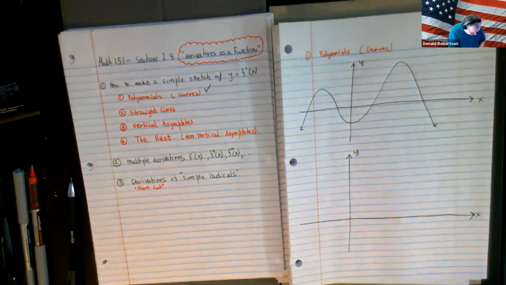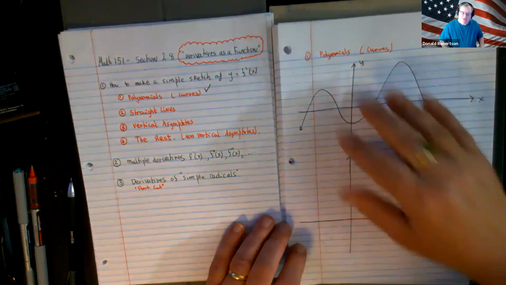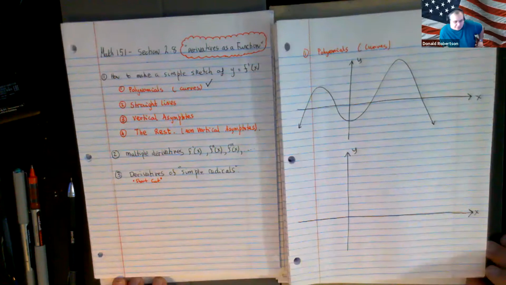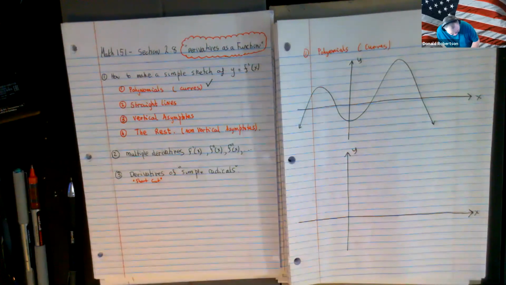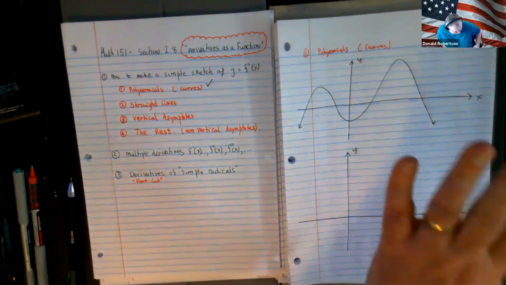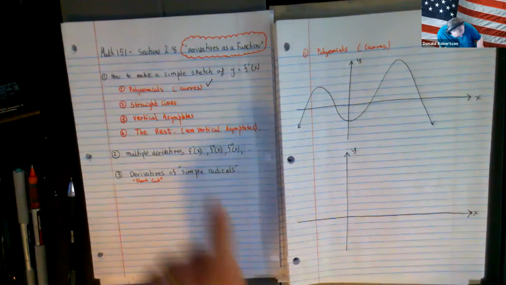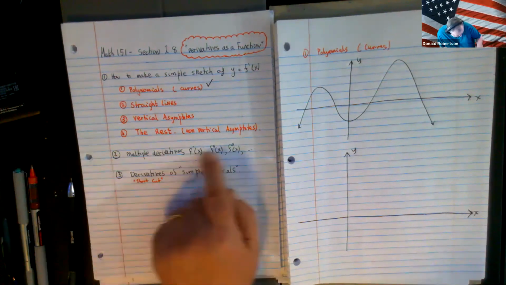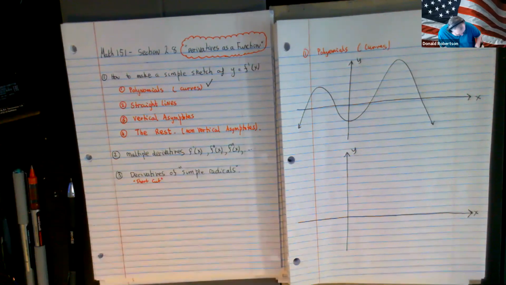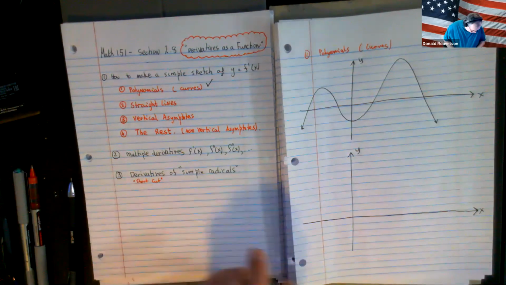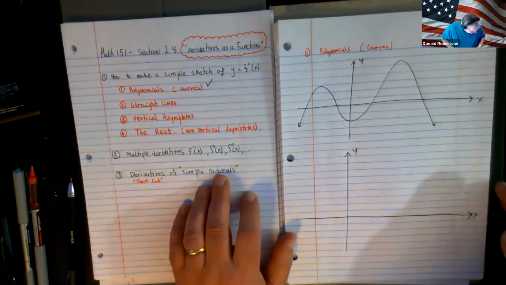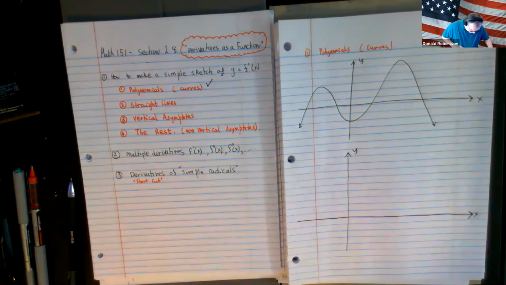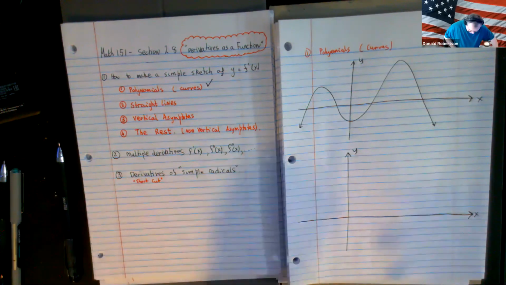Let's get started. This is our goal today. We're going to be working on, essentially, number one, how to make simple sketches of derivative functions. We have done this. We're going to look at 4 situations. After that, hopefully we'll have time to do multiple derivatives. And then lastly, I'm going to show you a shortcut method for finding derivatives of simple radicals. So kind of overlap here, but overlaps are good.